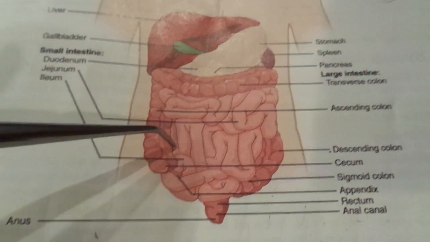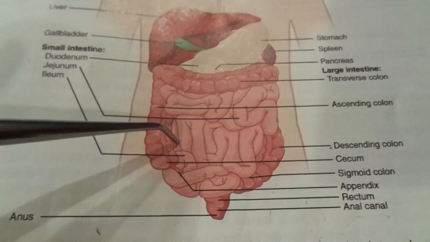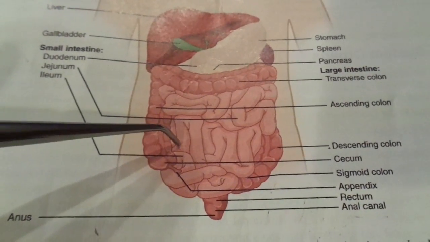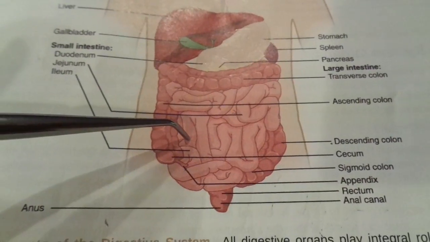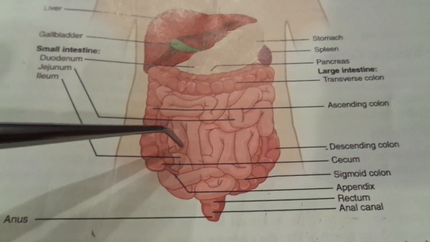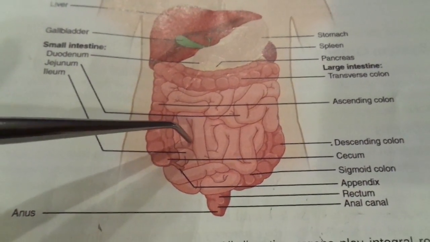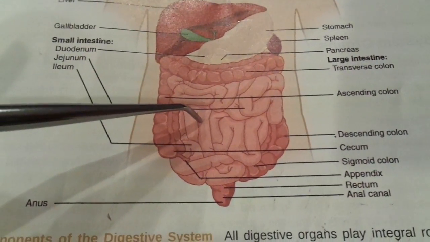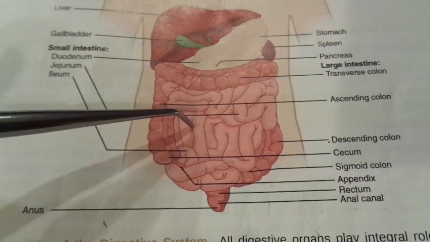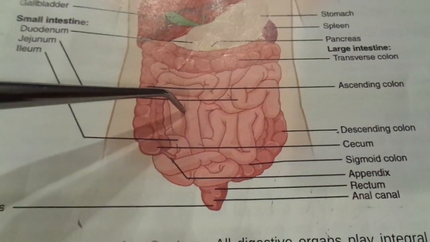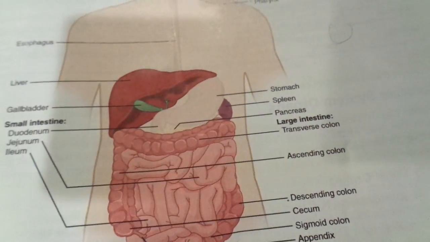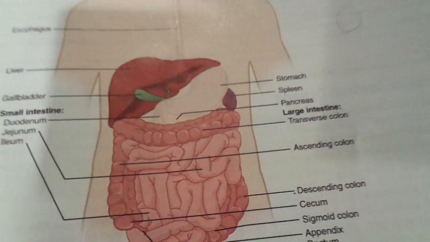In the small intestine, the food is broken down, and carbs, proteins, lipids, and nucleic acids are all broken down along with vitamins, minerals, and water. The small intestine also performs physical digestion as well. Okay, so that is the small intestine.